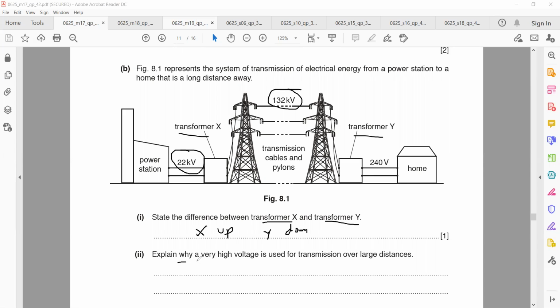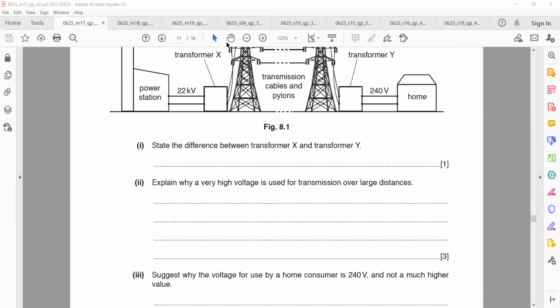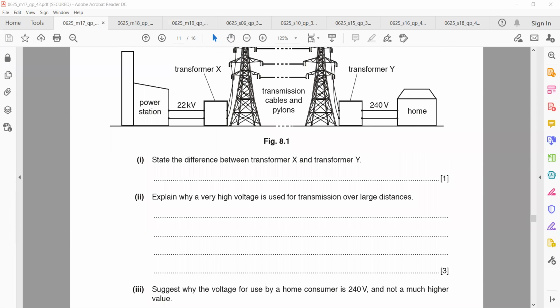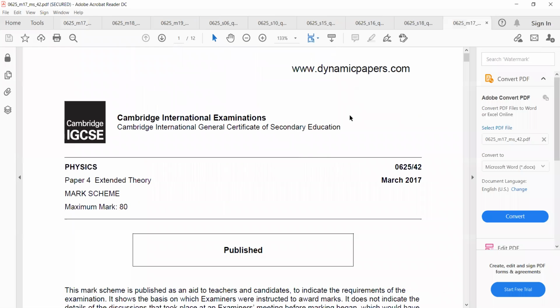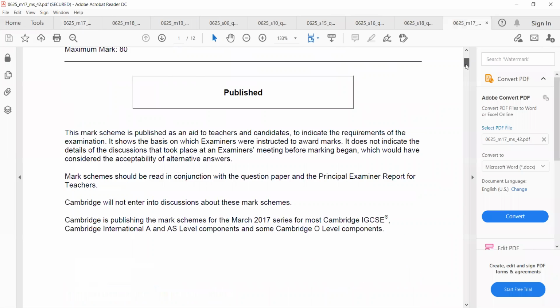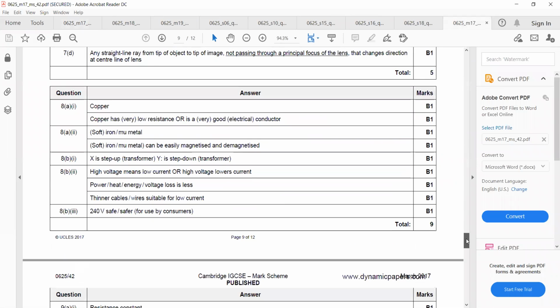Explain why a very high voltage is used for transmission over a large distance. So what is the reason for that? When we use a high voltage, it's worth 3 marks. So I will show you the marking scheme as well. You can have an identification like the distribution of the marks. The reason to show the marking scheme is so that you understand the distribution of the marks. This is the February, March 2017 paper.